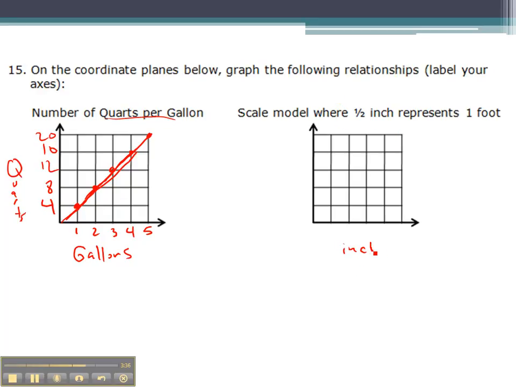So let's put inches here and feet here. 1 inch, 2 inch, 3 inches, 4 inches, 5 inches. So 1/2 inch would represent 1 foot. 1 inch would be 2 feet. 1 1/2 inches would be 3 feet. 2 inches would give you 4 feet. And 2 1/2 inches would be 5 feet. Another linear relationship. Okay, we'll pick up the review with problem 16 on the next video.